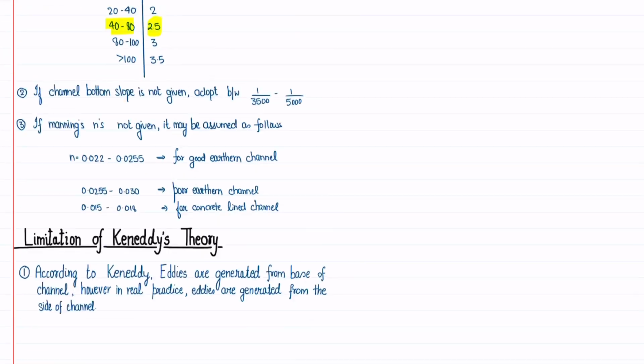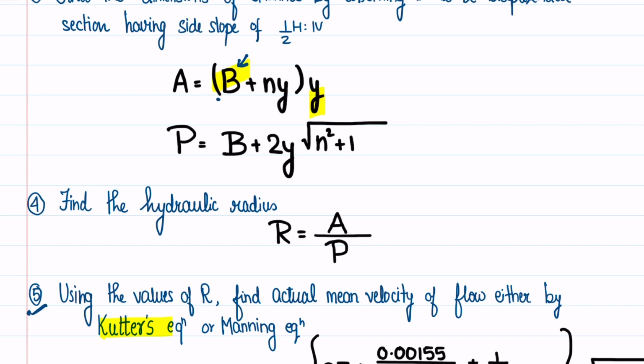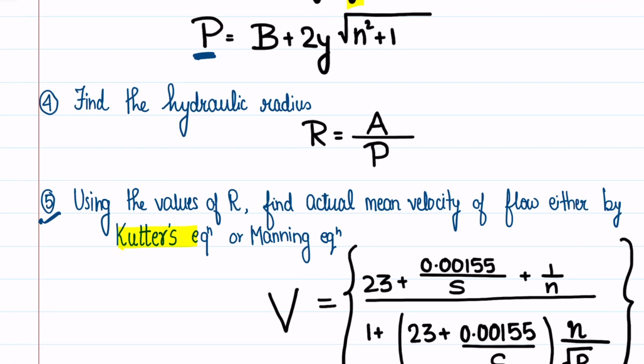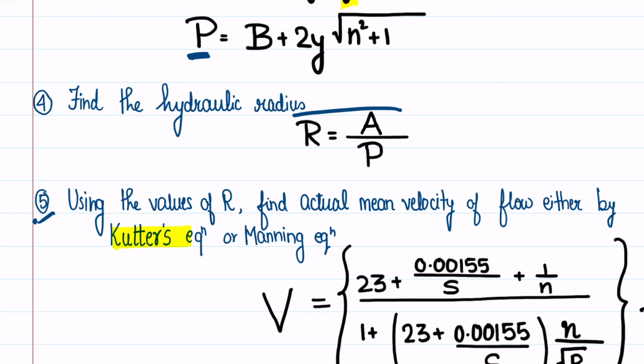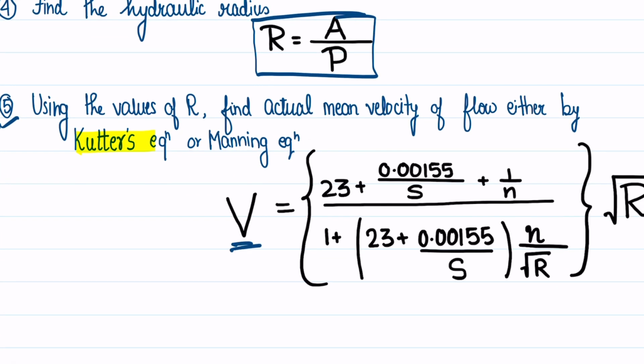Okay, if we just revise and look into this, you can see here that we have found the width as well as the parameter. So our step 3 is complete. Now we move to step 4, and step 4 is to find the hydraulic mean depth using the formula R equals A by P, and after that using Kutter's equation we will find the actual velocity.